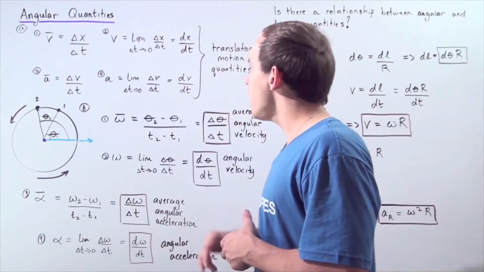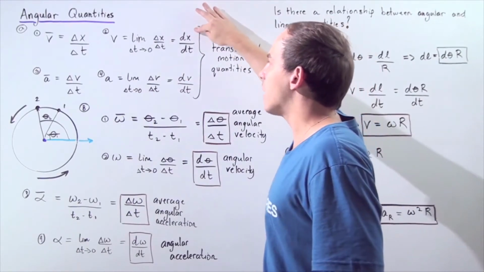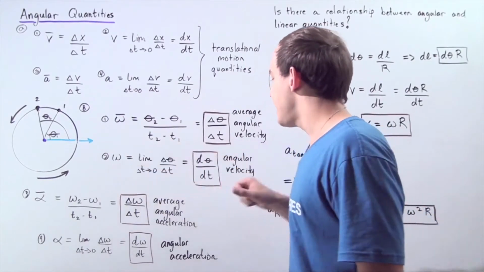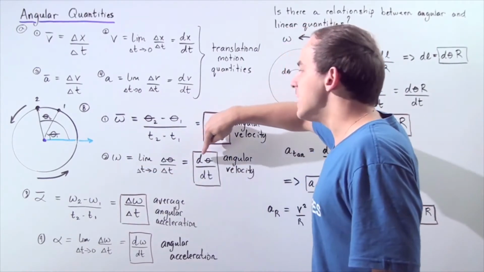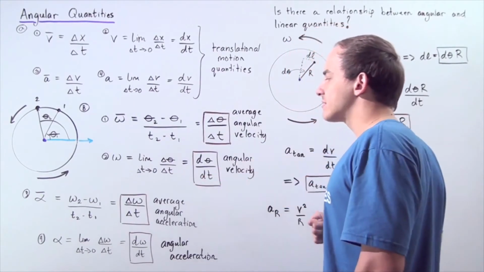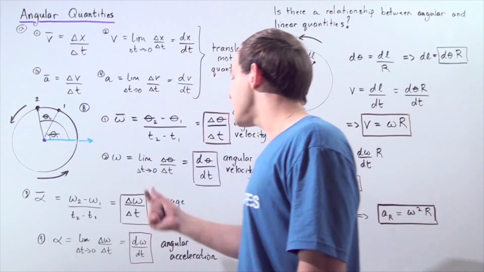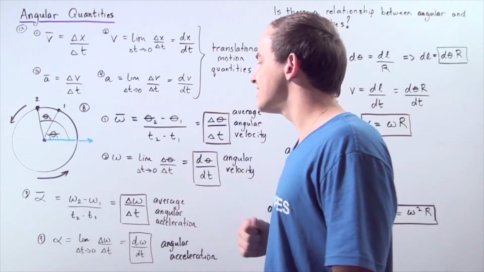Now, in the same way that instantaneous velocity was the derivative of our displacement function with respect to time, our instantaneous or simply angular velocity is the derivative of our theta function, our angle function, with respect to time. So we're taking the limit of the ratio as our change in time approaches 0.